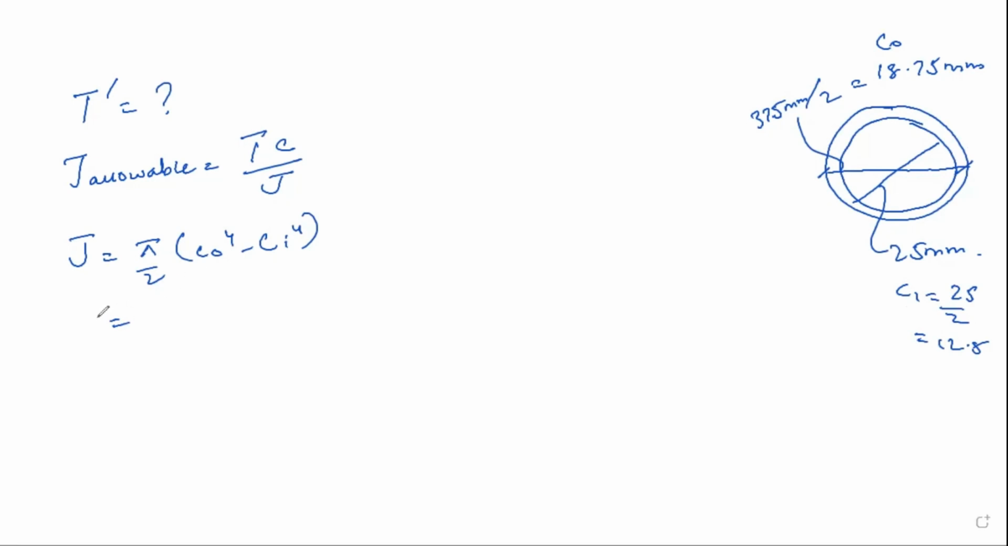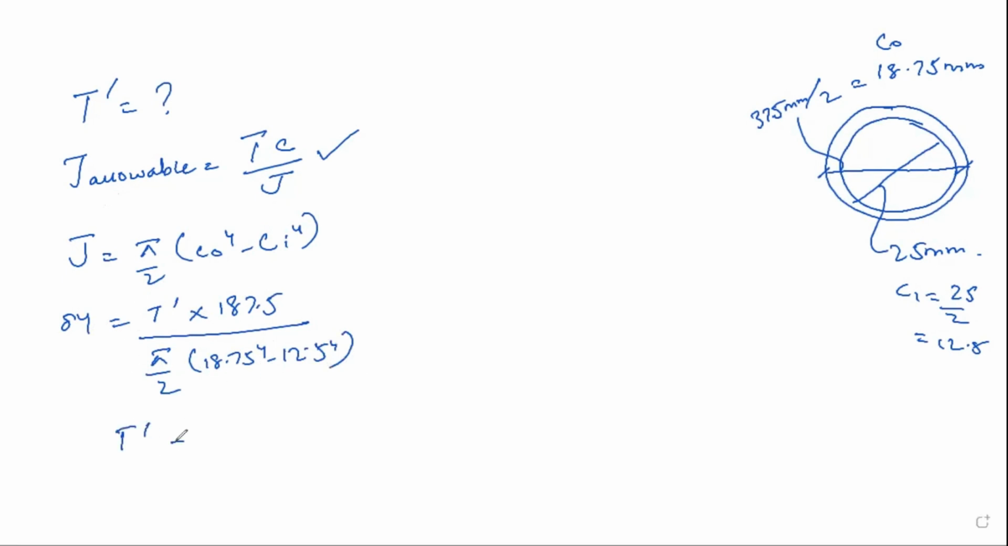J, and allowable is 84. T is tau, C is 18.75. I'm putting the values in this formula, divided by pi by 2, 18.75 power 4 minus 12.5 power 4. When we solve this, we got T dash is equals to 697961 Newton millimeter, which is 6.698 kilonewton meter. Okay, we can calculate it by the formula.